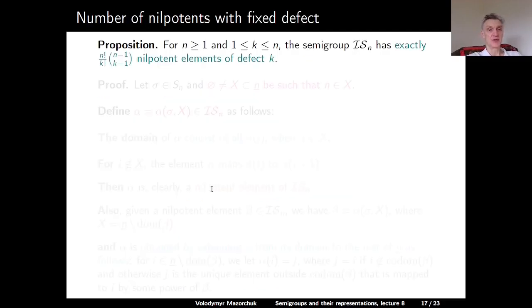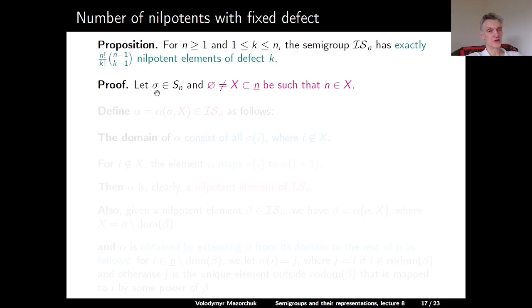We can describe the number of nilpotent elements in ISN of defect k. So proposition: for a positive integer n and a positive integer k between 1 and n, the semigroup ISN has exactly n factorial divided by k factorial and then multiplied with n minus 1 choose k minus 1 nilpotent elements of defect k. Proof: let sigma be an element in Sn, and let x be a non-empty subset of n underlined, and let us assume that x contains n.